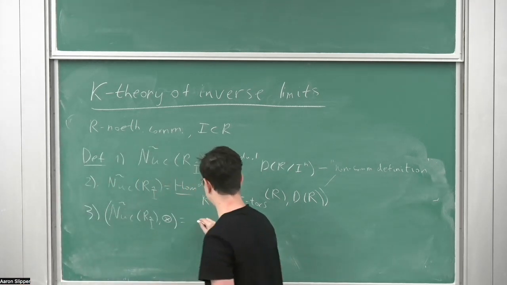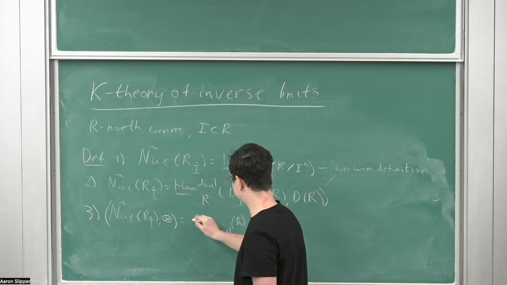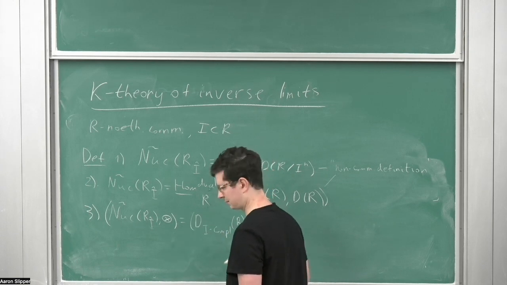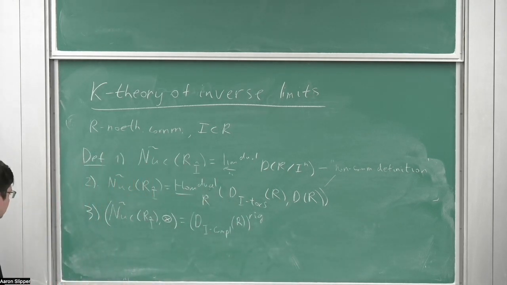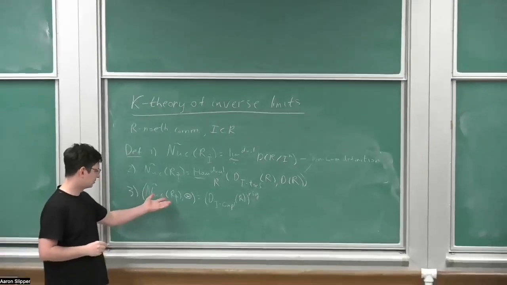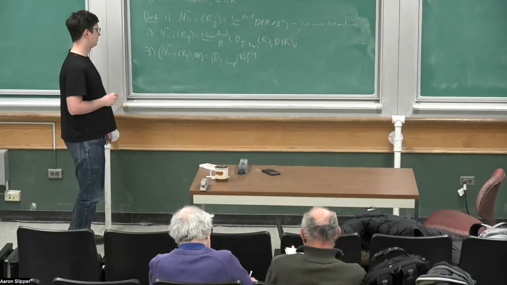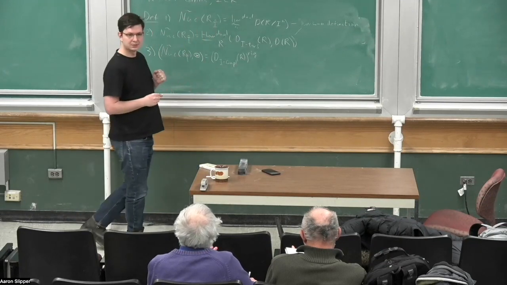So this is the rigidification of the usual I-complete derived category of R. And when we say commutative, this refers to the fact that we consider the symmetric monoidal category.